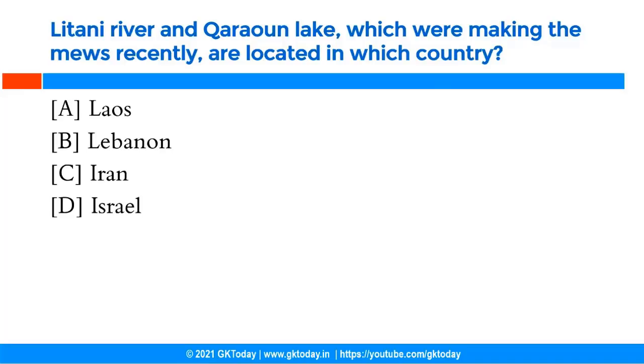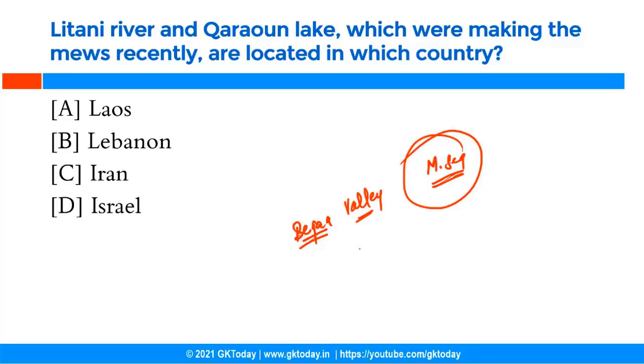Next question is, Lithani River and Karan Lake, which were in news recently, are located in which country? So these two are located in Lebanon, and this Lithani River is an important water resource in Lebanon. It rises in Bakka Valley and it gets into Mediterranean Sea. Now recently it was in news because of increased pollution level in the river, and that is why recently tons of dead fish were recovered on the banks of this Karan Lake on Lithani River of Lebanon.